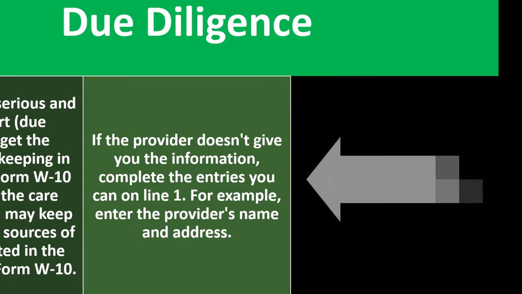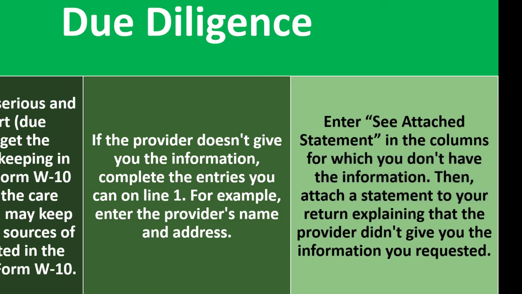So if the provider doesn't give you the information, complete the entries you can on line one. For example, enter the provider's name and address. So you might not have the number in that case. That's usually the thing that will be missing.